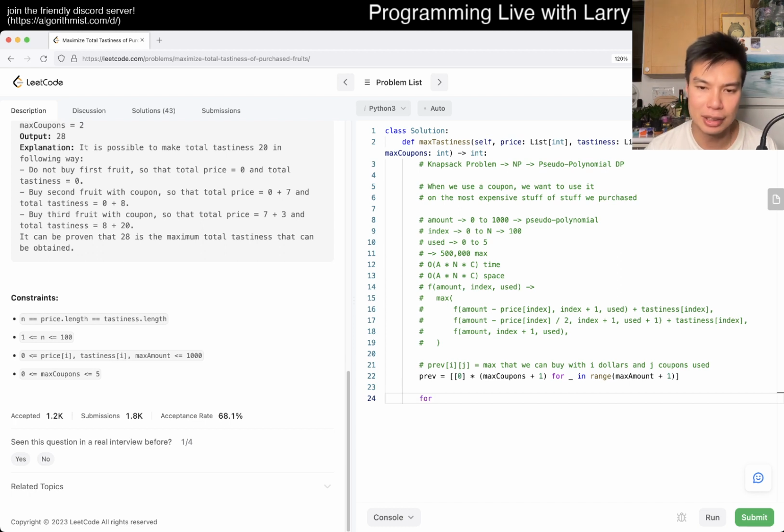And then yeah, and this is for the previous row. We also have to set up some base case. No, we don't, do we? Huh? No, I guess not. Yeah, no, we do not.